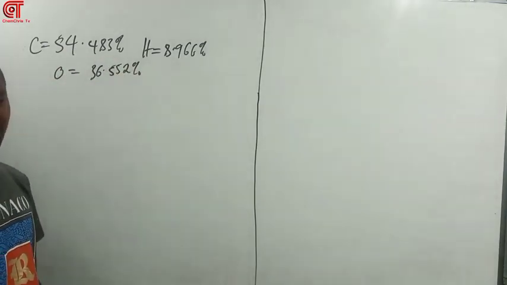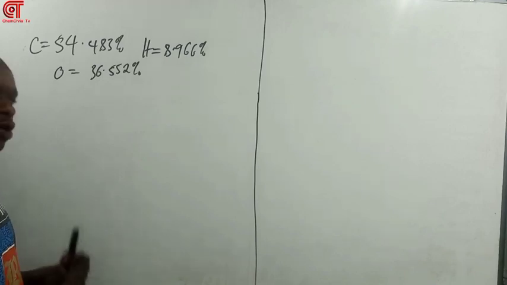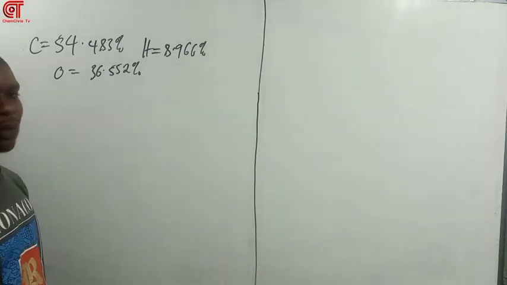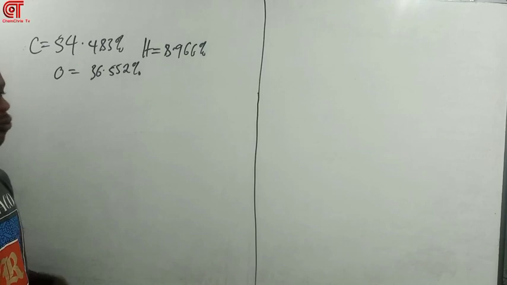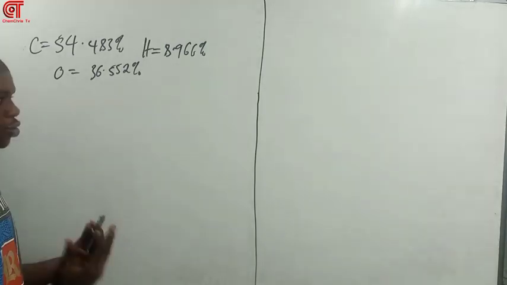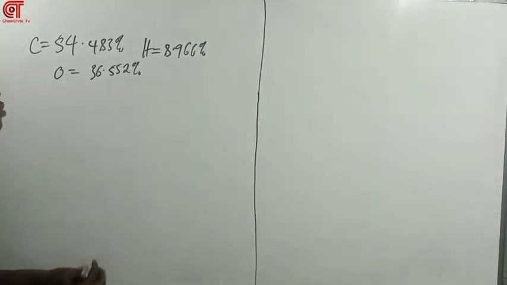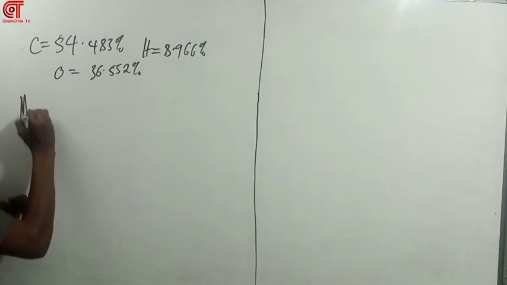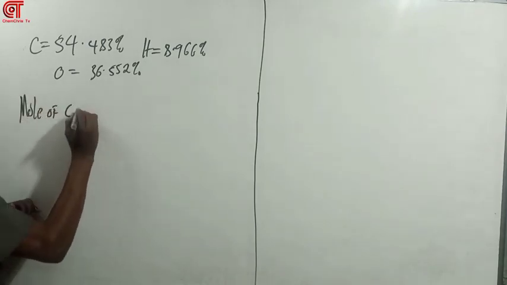Do that. After that, you have to look for the mole ratio. How do you look for the mole ratio? By dividing by the simplest mole. From there, you now know what to do. So I'm going to explain to you. So mole of carbon is equal to what.